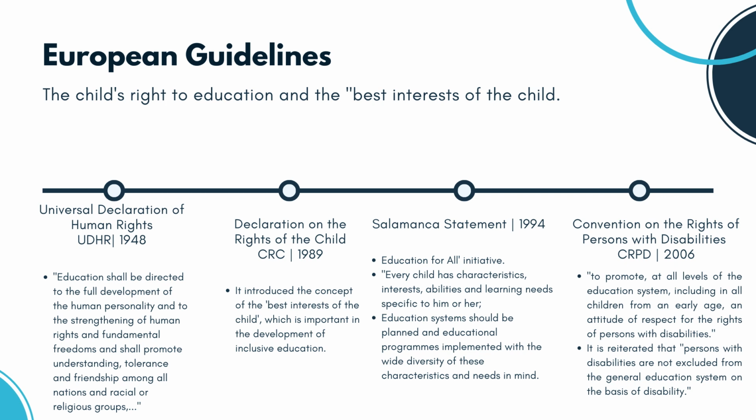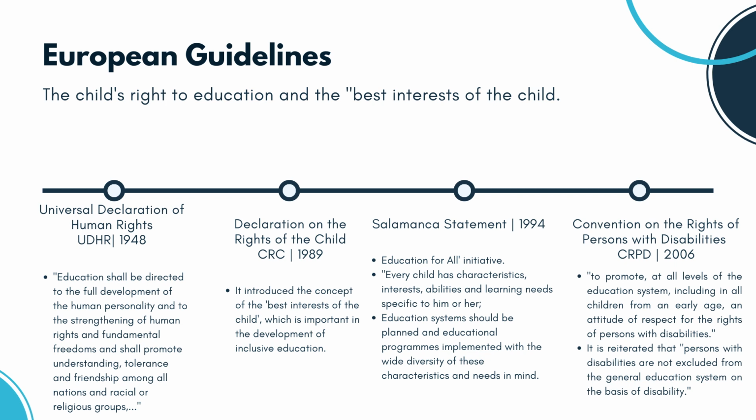In 1994, as a result of a meeting in Salamanca, the declaration resulted in an initiative on education for all. It showed that each child has his or her own characteristics, interests, abilities, and learning needs. Educational systems should, therefore, be planned and educational programs implemented, taking into account the wide diversity of these characteristics and needs. The last document we present here dates from 2006.